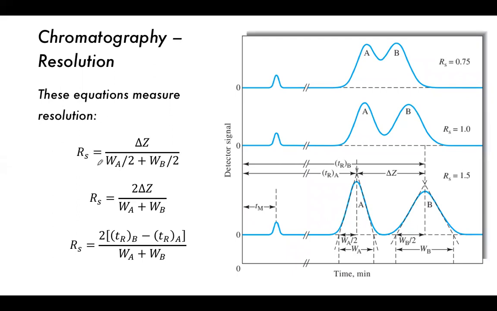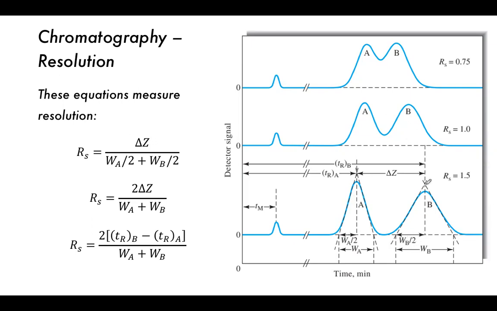So the resolution is RS, and that's going to be equal to delta Z, being the separation between the peaks. So here you can see the peak here and here. That's delta Z here. WA over 2, sorry, is the half width of the peaks of peak A and peak B. So we can see over here that WA over 2 is half of the peak at the base. So WA is the base of A and WB is the base of B, this one.